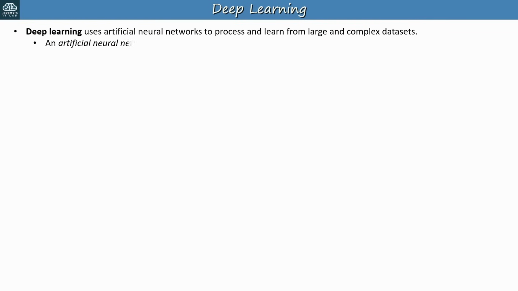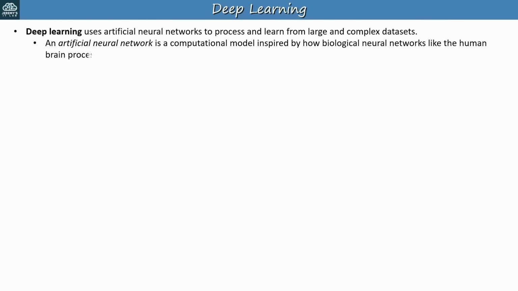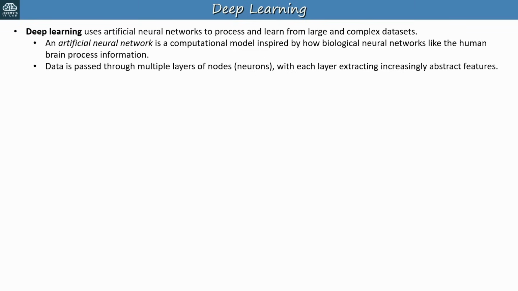Deep learning is a subset of machine learning that uses artificial neural networks to process and learn from large and complex datasets. An artificial neural network is a computational model inspired by how biological neural networks, like the human brain, process information. Data is passed through multiple layers of interconnected nodes, like the neurons in the human brain, with each layer extracting increasingly abstract features. These layers are what make deep learning so powerful.